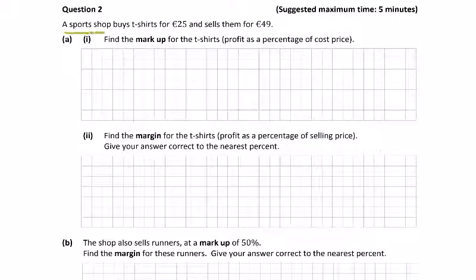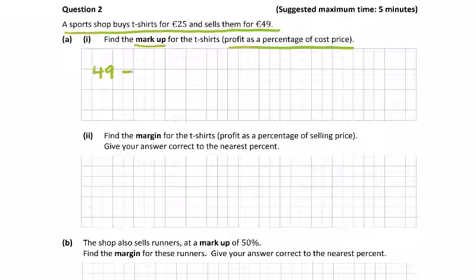Question 2, a sports shop buys t-shirts for €25 and sells them for 49. Find the markup, which is profit as a percentage of cost. Well, let's get the profit first. They sell them for 49. They buy them for 25. Think of doing this yourself. Your profit is going to be €24. Write down what we're doing, €24 profit.